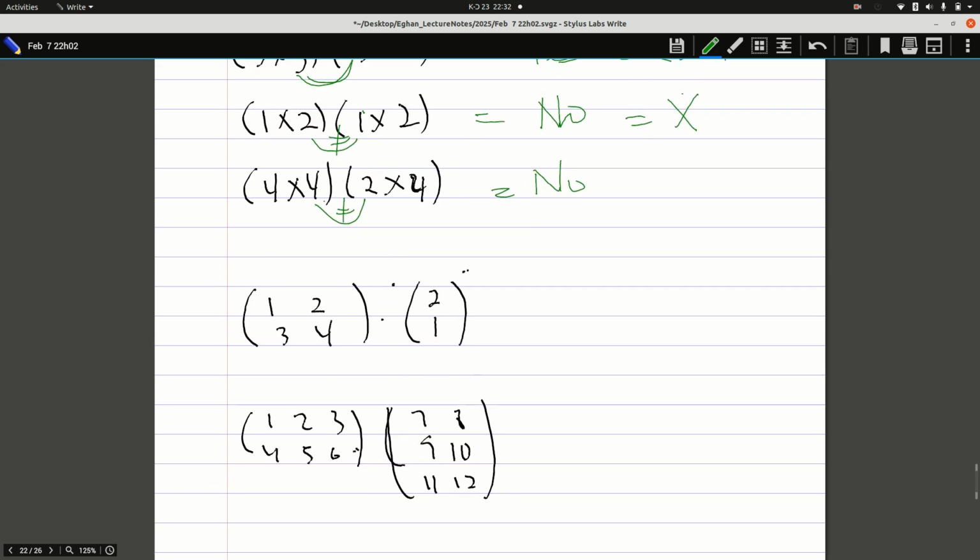Can I multiply these two? Let's check. This is 2 by 2. This is 2 by 1. I'm sure by now you are conversant with the dimensions of matrices. Okay. Can I multiply this? A big yes, because the inner dimensions are the same. And what do I get at the end of the day? I'm supposed to get 2 by 1.